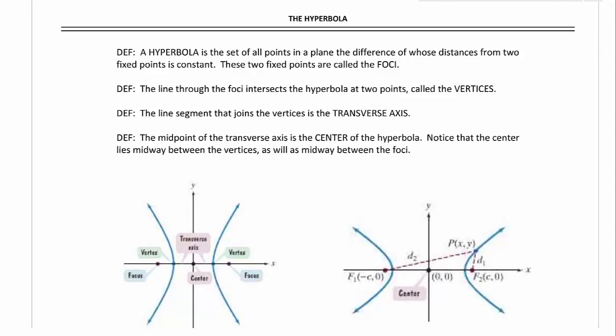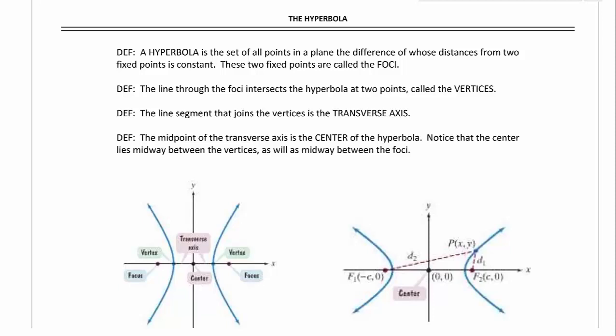This video introduces another conic section called the hyperbola. A hyperbola is a set of all points in a plane, the difference of whose distances from two fixed points is constant. These two fixed points are called the foci of the hyperbola.